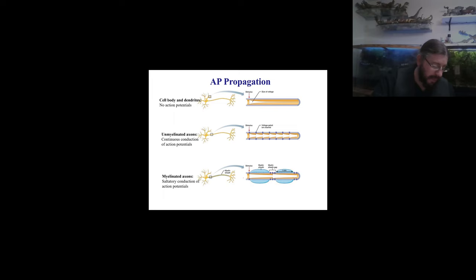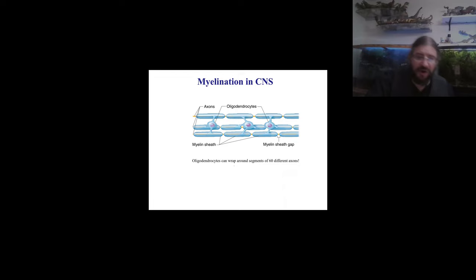Whereas we can compare myelination in the central nervous system with those oligodendrocytes, where it's literally the same idea, tightly wrapped spiraled layers with those little Velcro bits, but a single oligodendrocyte can wrap around segments of 60 different axons. So one oligodendrocyte can do significantly more myelination, because one Schwann cell, one section of myelination. One oligodendrocyte, up to 60 different myelination bits. So lots and lots of myelination.